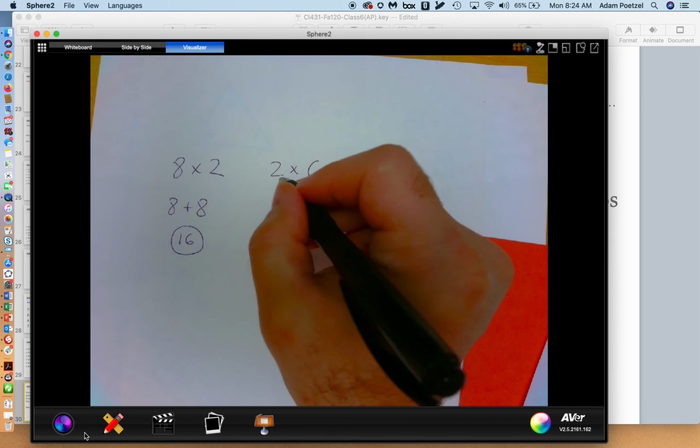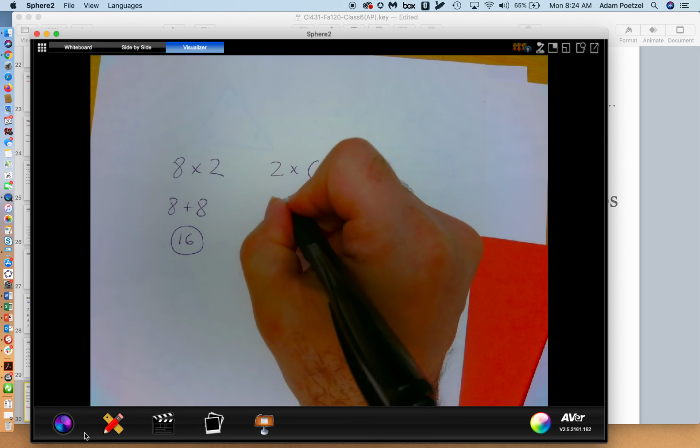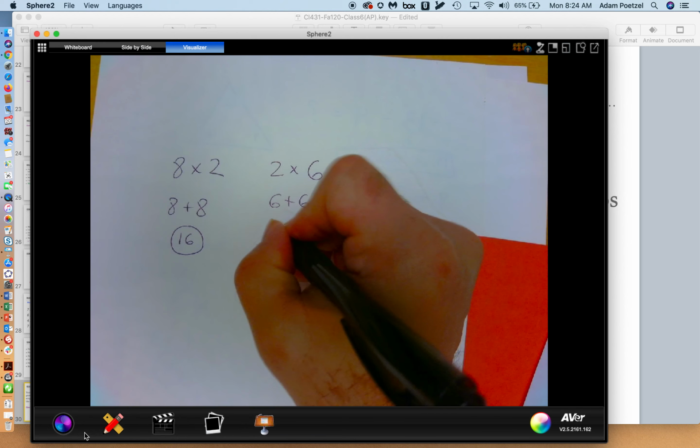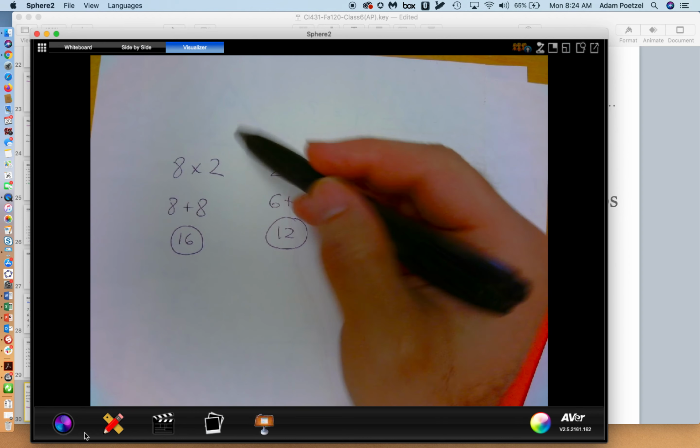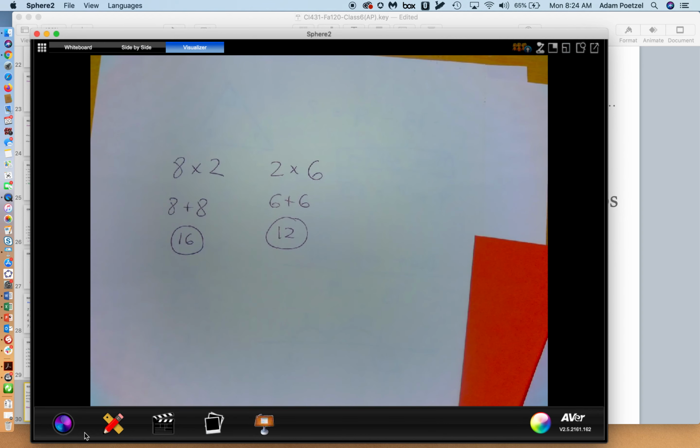And 2 times 6 would be 2 6s, or double 6. I know that double 6 would be 12. And as students realize, times 2 is just like a double fact, it tells me which fact I have 2 of: 2 8s, 2 6s, 2 groups of 8, 2 groups of 6. That connection is a quick one to make there.